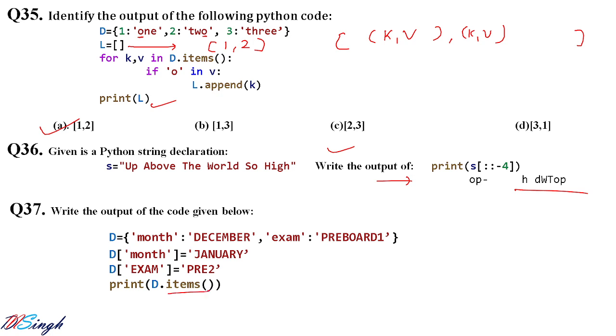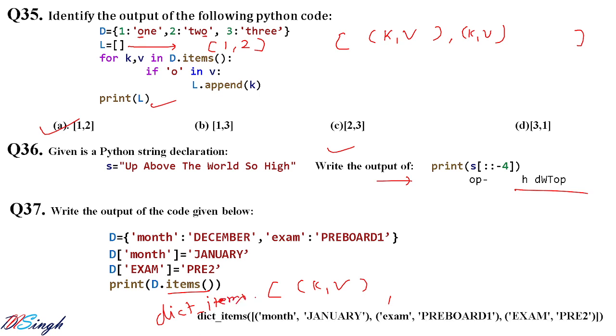Again, you have this particular function called items. It is going to give you a list of items in the form of tuples, a list of key-value pairs in the form of tuples. So here you have the key and then you have the value, and the form in which it is declared is dict items. Let me see the output. Month January will be updated to December. Last updated is January. Exam: pre-board 1 is written, and pre-board 2 will be updated to that.